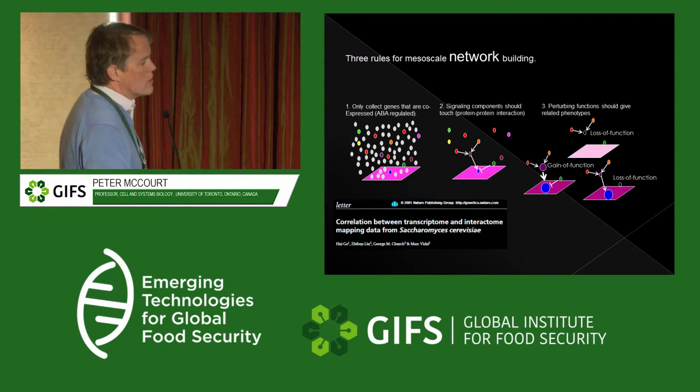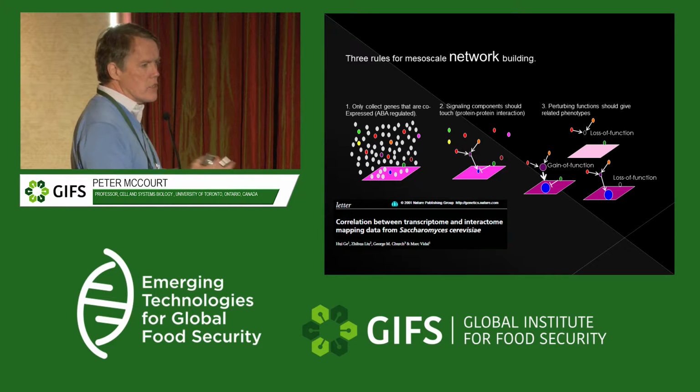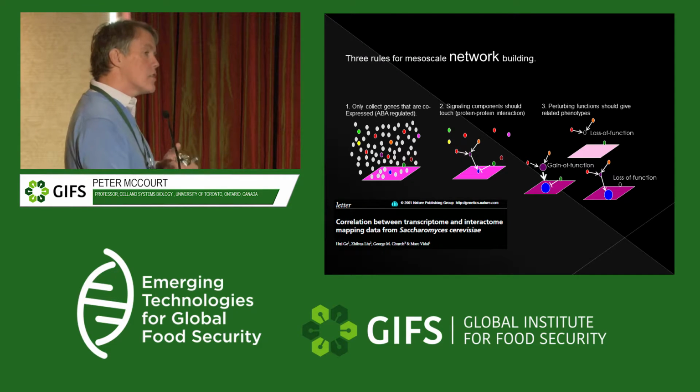Now, when people talk about networks, they can get so complicated. You get these big hairballs of networks that, when you look at them, are very exciting, but then you think, I don't understand what is going on. So we took a very focused approach that was based on a paper by Mark Vidal and George Church in yeast, in which they showed that genes that are co-transcribed more often have protein products that interact with each other than a random data set.